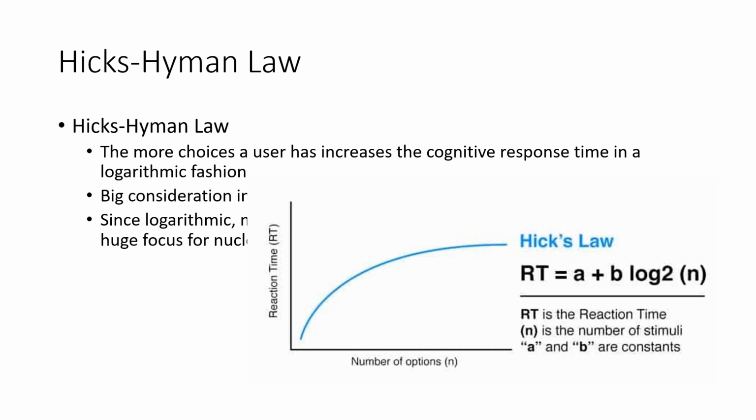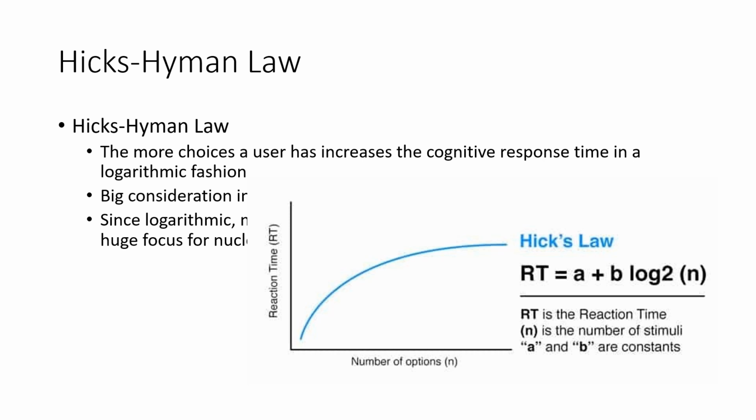Okay, so the Hicks-Hyman law. The more choices the user has increases the cognitive response time in a logarithmic fashion. Oh, look at that. It reformatted it and blocked it all. Anyway, it's a big consideration in critical systems where you're going to have a lot of features or a lot of menu options.